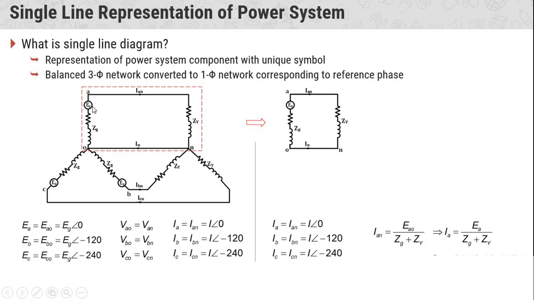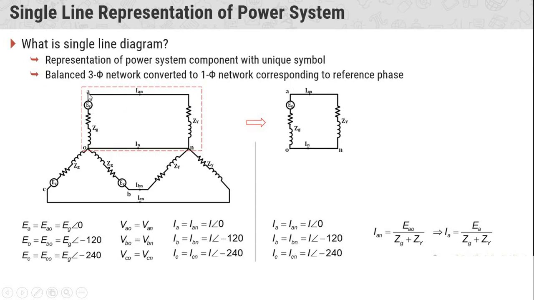For each equipment there is a unique symbol, like for generator, motor, transformer, transmission line, etc. A balanced three-phase network is converted to a single-phase network corresponding to the reference phase. Converting three-phase into one phase means taking one reference phase, and according to that reference phase, converting the three-phase network into the single-phase network.